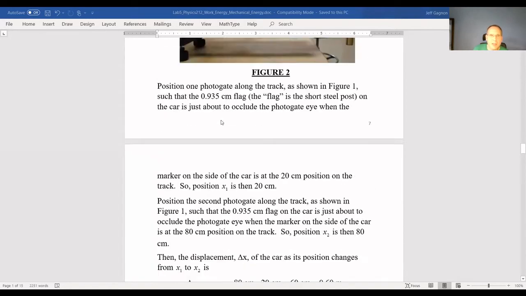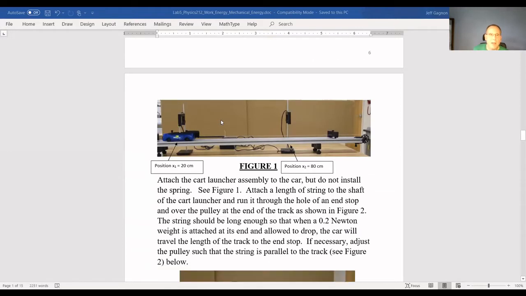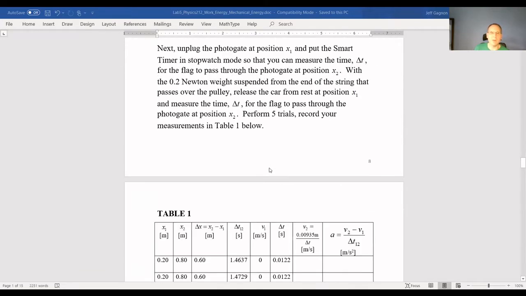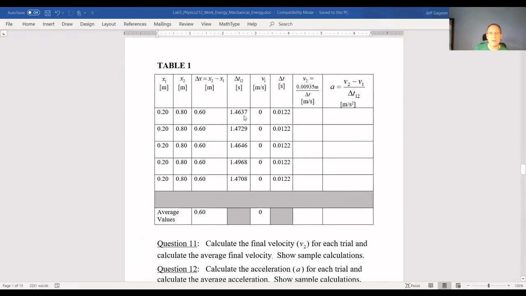So if you go back to the picture here, basically you release it right before it triggers the first photo gate, it accelerates down and it triggers the second photo gate, and it gives me the time between those 2 photo gates. So it's the time for it to travel the 0.6 meters. That's where this data is coming from. These values are the time to travel the entire 0.6 meters.